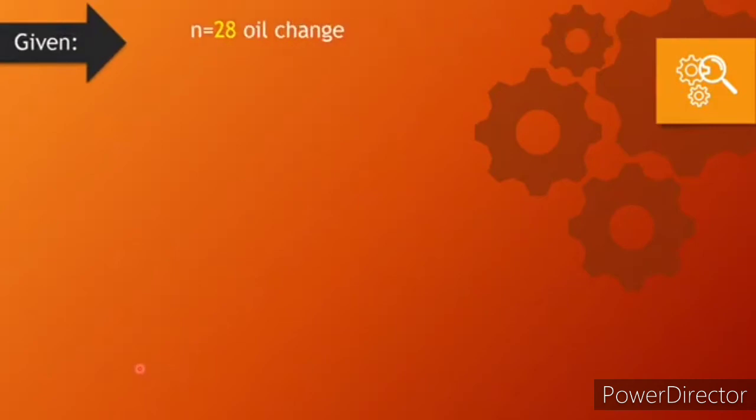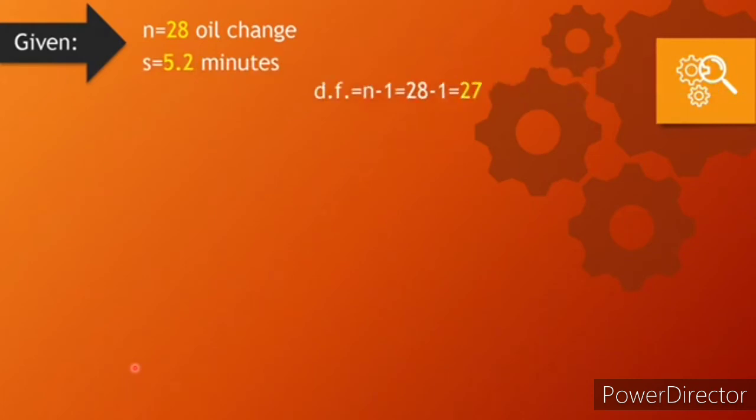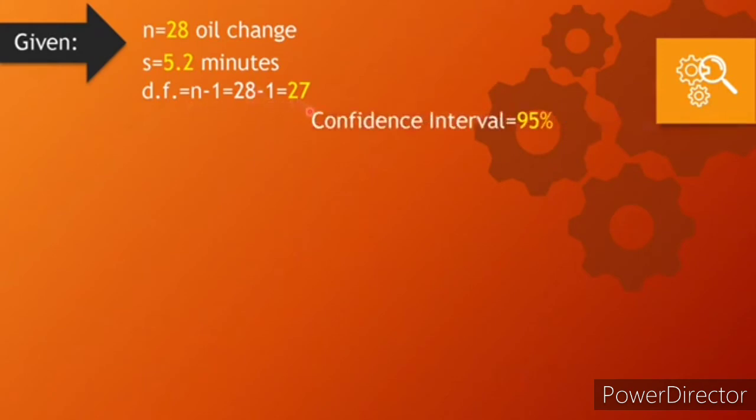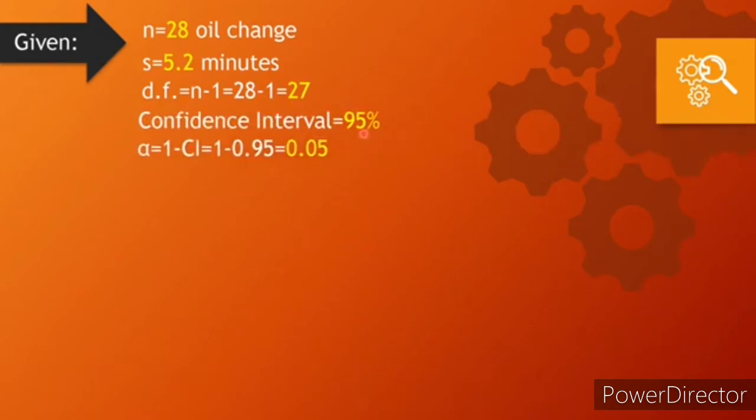Here are the givens. The sample size, which is 28 oil changes. The sample standard deviation, which is equal to 5.2 minutes. The degrees of freedom is n minus 1, which is 28 minus 1, equal to 27. The confidence level, which is equal to 95%. The alpha level is equal to 1 minus the confidence level. So 1 minus 0.95 is equal to 0.05.